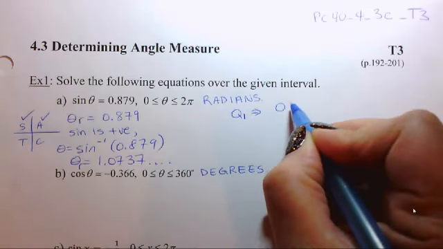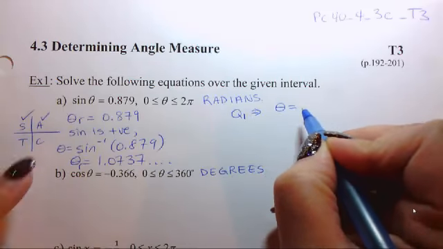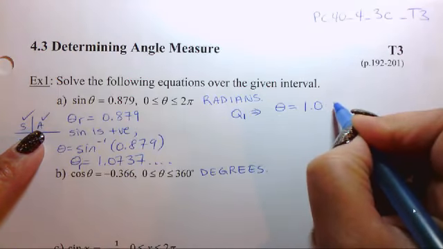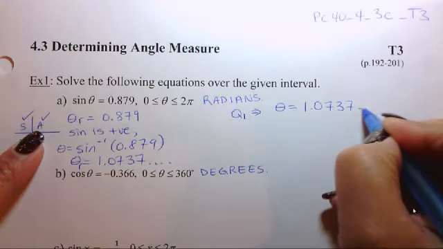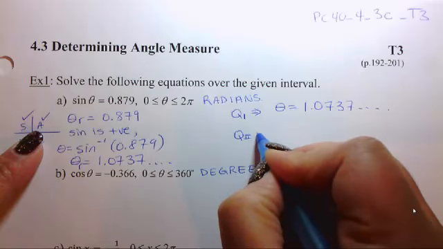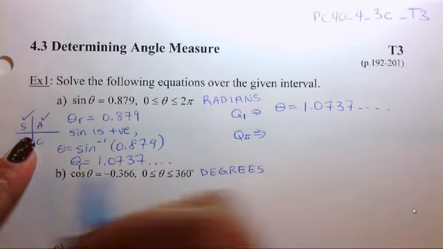So here we have theta is equal to, well, it's in quadrant 1, so we can just give that as our answer, 1.0737. And then for quadrant 2, we need to give our answer here.